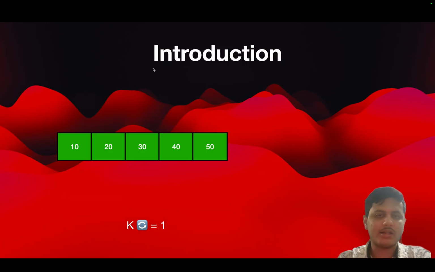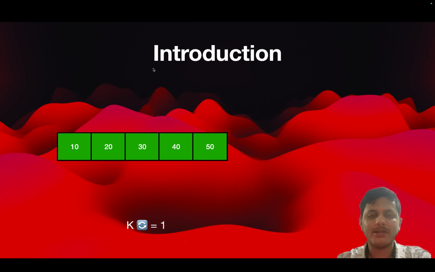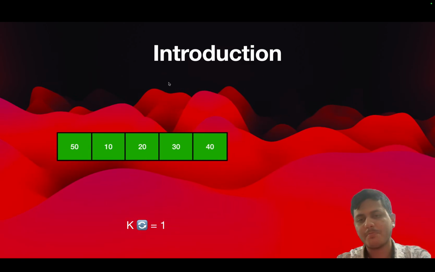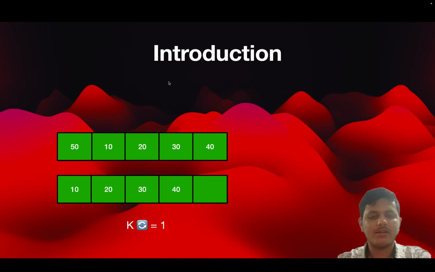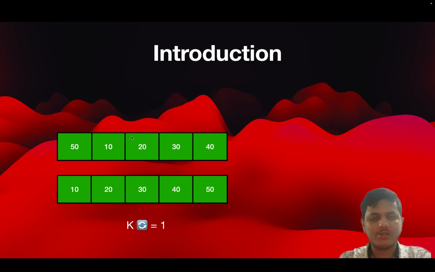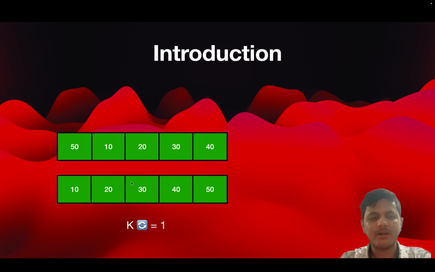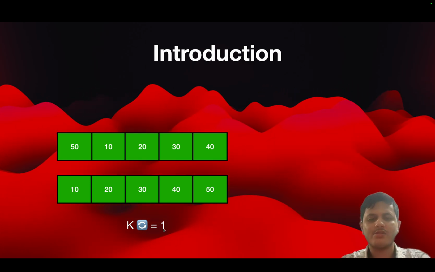For the introduction, as we can see, there is an array with 5 elements. Let me show you the magic. Let's compare it with the previous one, which was unchanged. If you compare these two arrays, you can see that every element in this array has moved one place ahead, because as we can see, the value of k was 1.